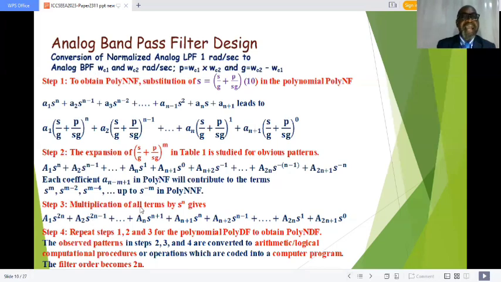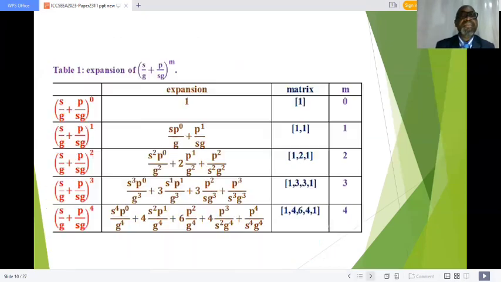So with that pattern, we can see that for any given M, the coefficient of the normalized filter will contribute to some of the coefficients of the analog bandpass filter. So these are also converted to a computer program.